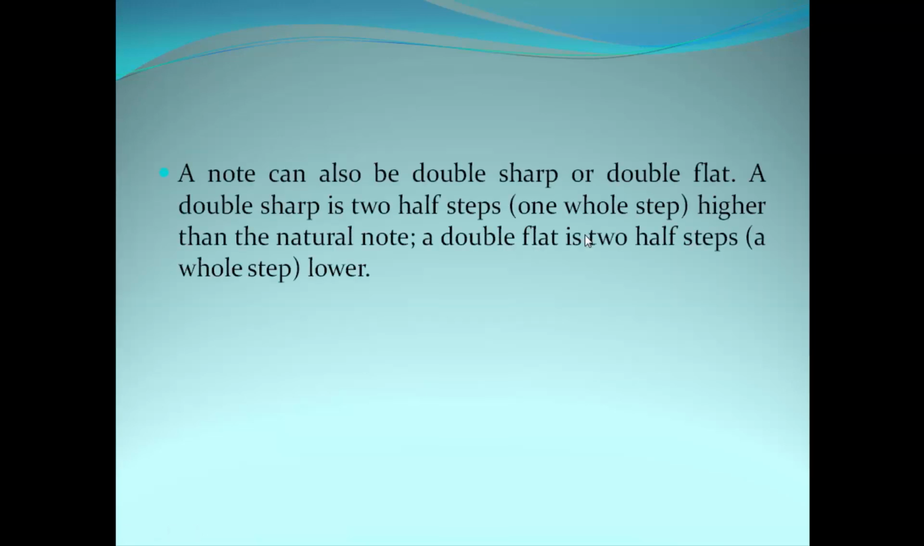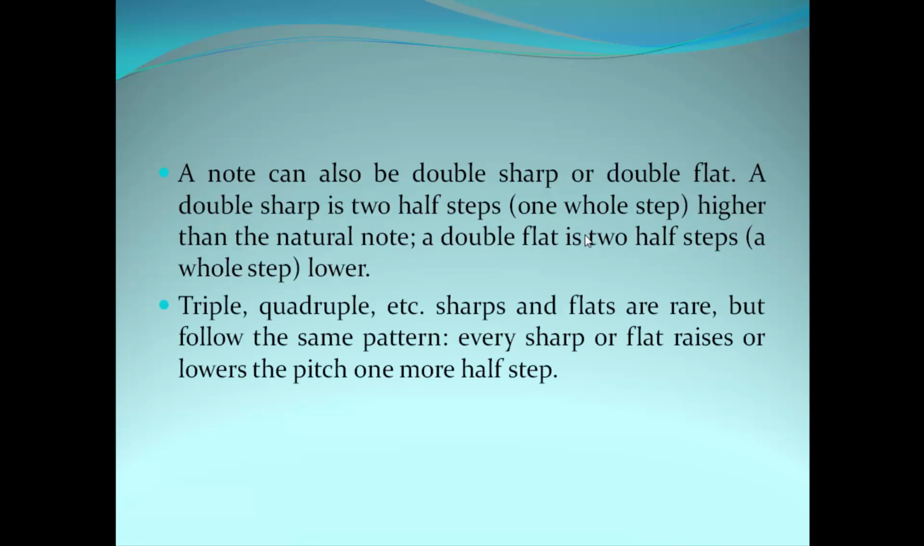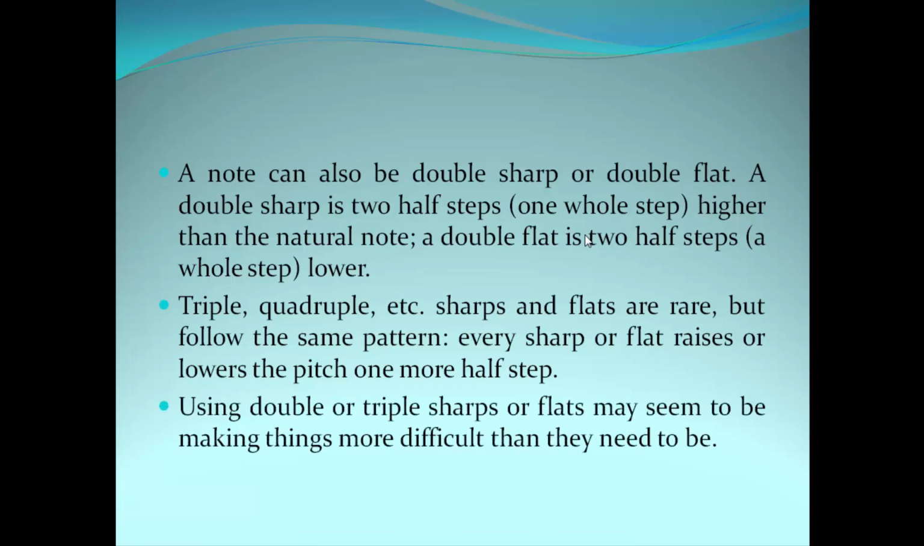So a note can also be double sharp or double flat. A double sharp is two half steps, one whole step higher than the natural note. A double flat is two half steps, a whole step lower. Triple and quadruple sharps and flats are rare but follow the same pattern. Every sharp or flat raises or lowers the pitch one more half step. Using double or triple sharps or flats may seem to be making things more difficult than they need to be.